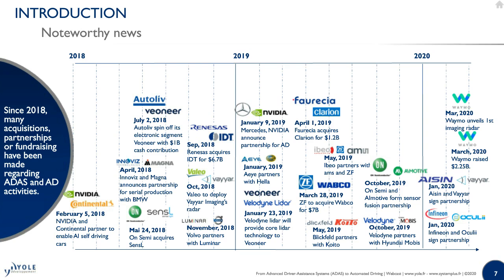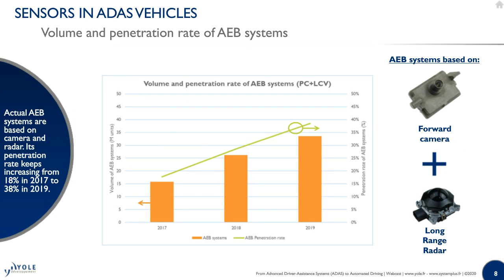On slide 8, you see that ADAS is driven by safety, and one important safety feature is the AEB system. Here you see that the volume and the penetration rate of AEB system is continuously increasing. In 2017, the penetration rate was about 18%, and in 2019, it increased to 38%. So it's a very rapid increase of the AEB feature. As of today, the AEB system relies mostly on the forward camera and the long-range radar.